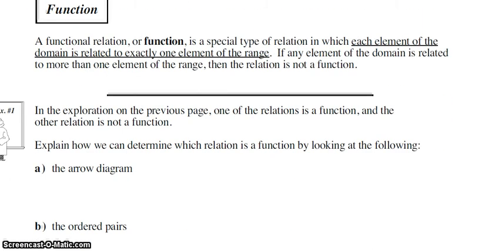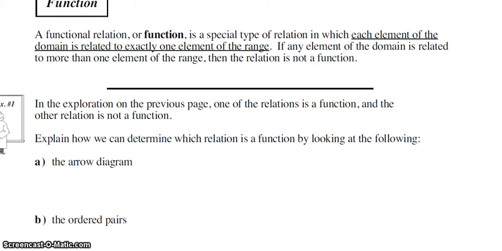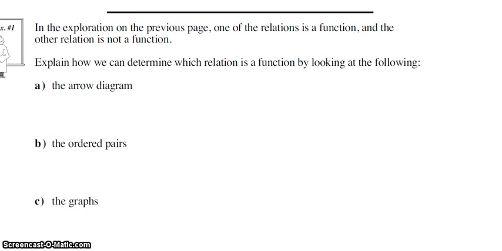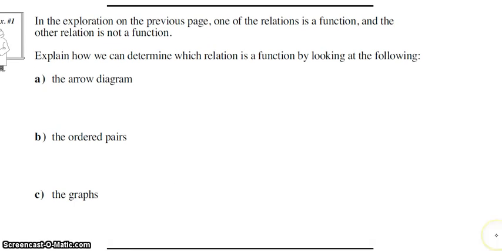Now, what is a function? A function is a special type of relation in which each element of the domain is related to exactly one or only one element of a range. If any element of the domain is related to more than one element of a range, then the relation is not a function. So, what does it mean? In the previous page, one of the relations is a function and then the other one is not.